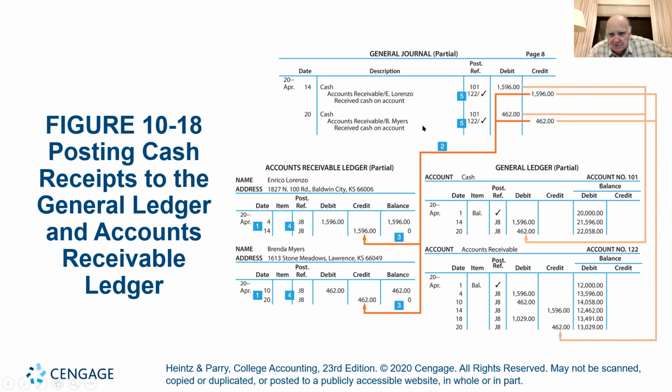It's the same thing with Miss Myers. She wrote a check for $462. Here's cash in your general ledger. We debit it. And here is the accounts receivable in the general ledger. Whatever we do in the general ledger has to come over to their individual account. Well, he had a balance of $15.96. Uh-oh, he paid us. That brings his balance down to zero. Ditto for Miss Myers. Okay?